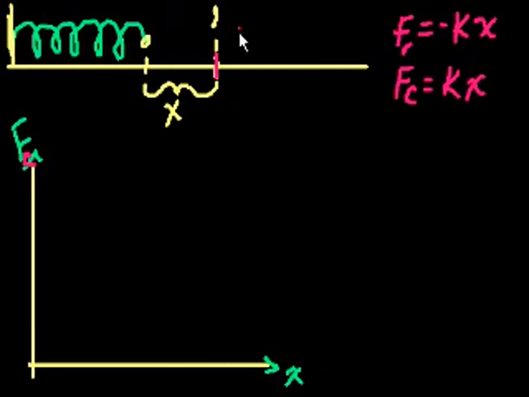I should have drawn it the other way, but I think you understand that x is increasing to the left in my example, right? This is where x is equal to 0. This is x equals 0. And say this might be x is equal to 10, because we've compressed it by 10 meters. So let's see how much force we've applied.